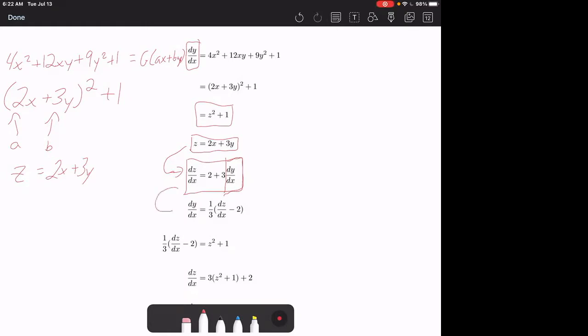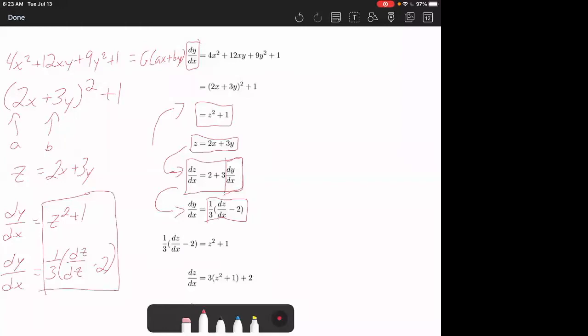And then we isolate the dy/dx term. And we get that dy/dx is equal to 1/3 (dz/dx minus 2). And then we finally do our substitution. From up here, you can see that dy/dx is equal to z squared plus 1. And dy/dx is also equal to 1/3 (dz/dx minus 2). We're going to do the substitution and set these two expressions equal to each other.